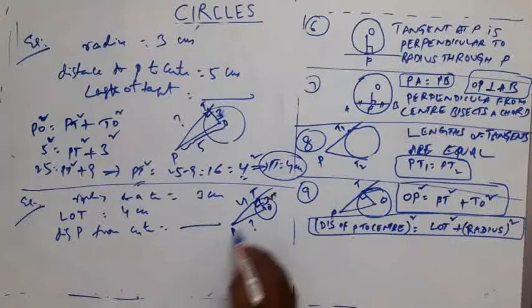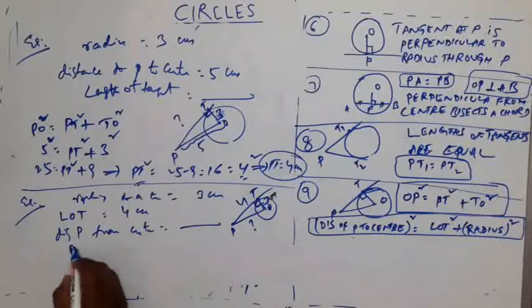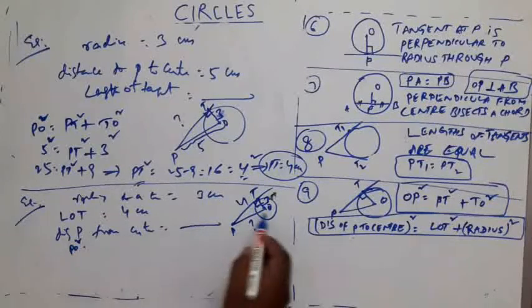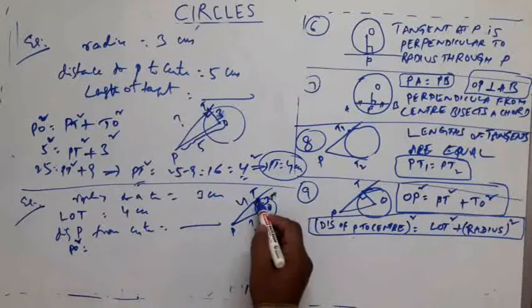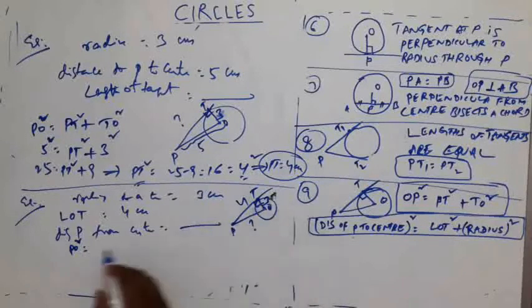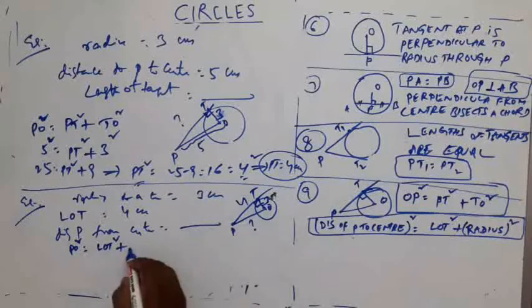This is a right angle triangle. Sorry, the distance of P from O: PO square is equal to this square plus this square, that is, length of tangent square plus radius square, R square, right?